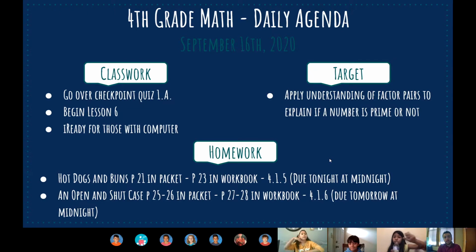The target for today is to apply understanding of factor pairs to explain if a number is prime or not. We've been working with factor pairs and multiples all the last week plus. So we're going to apply our understanding now of those factor pairs to help us determine if a number is prime or not. We probably won't get through the whole lesson, and the homework is very closely tied to the lesson we are going to do in class. So it is very important for you today to follow along with the diagram that we are making to help you understand what's on the homework.